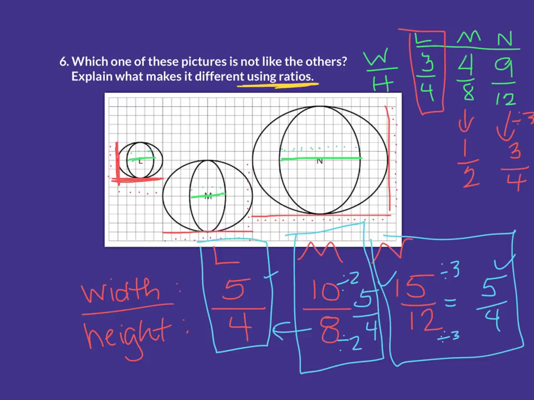Well, now it's clear that L and N are the same, because we look at those ratios. All three of them match when we do the overall width, but when we do the last one, the center one, they don't. So therefore we know that L and N are the same ratios.